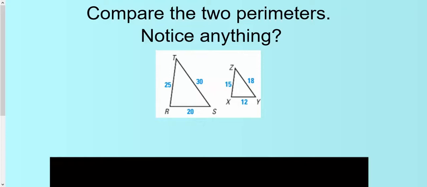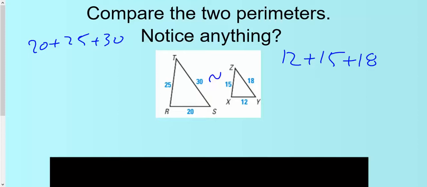All right, compare the two perimeters. Do you notice anything? Well, let's see. These two things are supposed to be similar, by the way. In the book it says that they're similar. Let's compare the two perimeters. 20 plus 25 plus 30, and then 12 plus 15 plus 18. Here I'm going to get 75, and here I'm going to get 45.